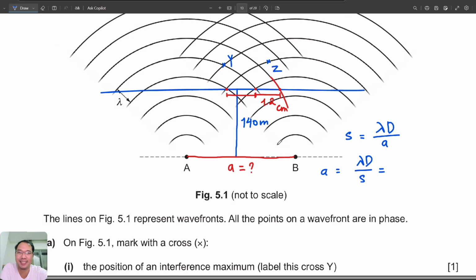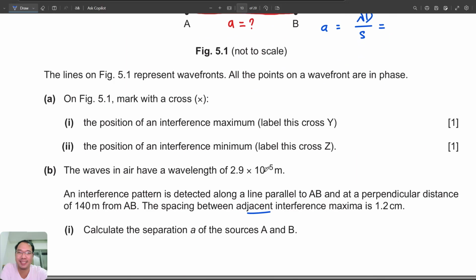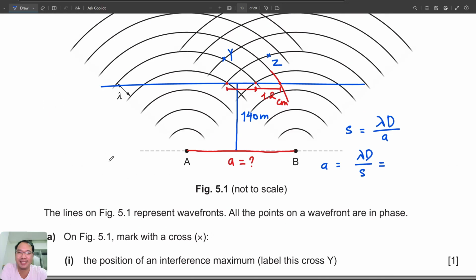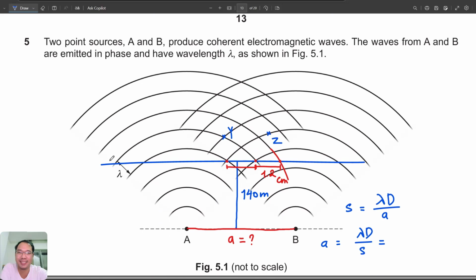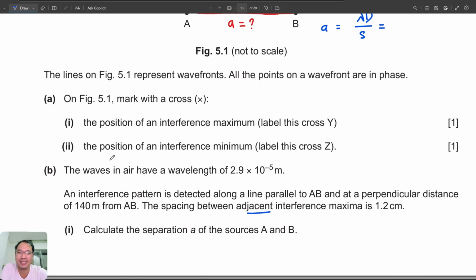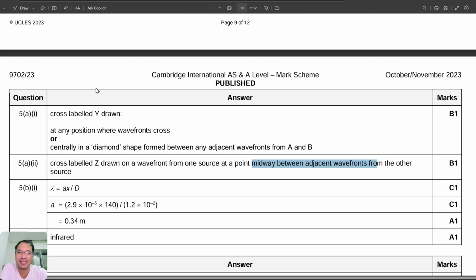Lambda, the wavelength. What is the value? 2.9 times 10 to the power minus 5 meter. The waves in air have this wavelength. But that is in air, so how about the wavelength in water? We do not have any information, such as the speed of the wave in water, to find the wavelength in water from the wavelength in air. I think we can use this wavelength, as it is the only information we have.